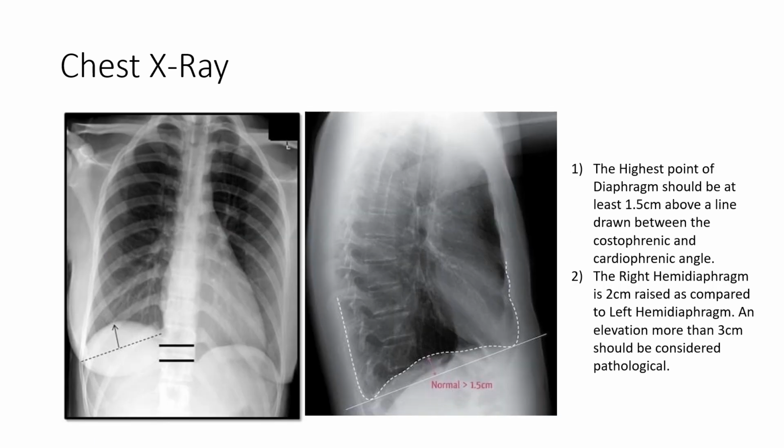In some pathologies, diaphragm is flattened. For a normal diaphragm, the highest point of diaphragm should be at least 1.5 cm above a line drawn between the costophrenic and cardiophrenic angle. Other thing is the right hemidiaphragm is 2 cm raised as compared to left hemidiaphragm, and elevation more than 3 cm should be considered pathological.